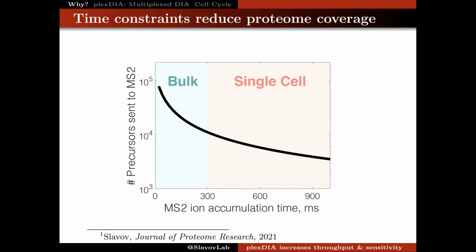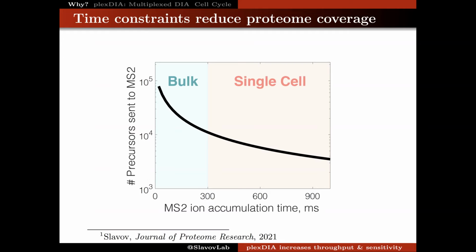And this limitation is quite substantial when it comes to single cell data dependent analysis, because despite being able to detect tens of thousands of precursors from single cells, we're able to analyze only a fraction of them.